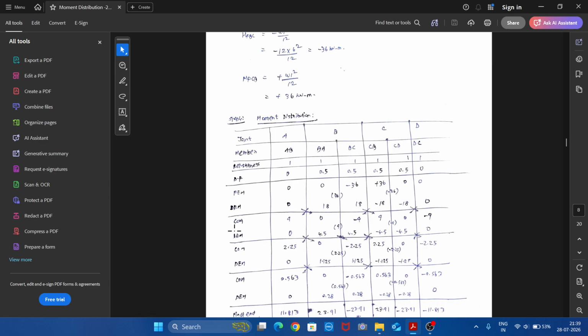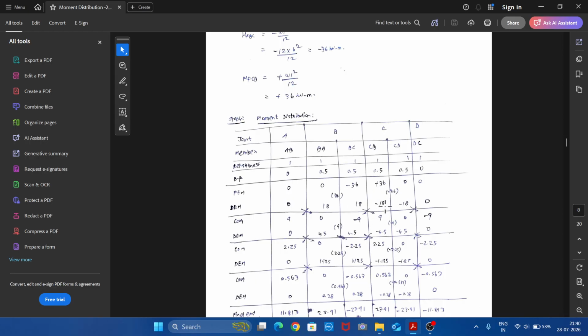In the second cycle, we should start with carryover moment, COM. Carryover moment should be done within the members, that is from AB to BA, BA to AB, BC to CB, CB to BC, and CD to DC, and DC to CD. Likewise, you should do the carryover moment. So here for AB, half the moment will be carried over to BA, so 0, 0. Here 18 is here, so half the moment 9 will be carried over here. When you come here, for BC we have 18, half the moment will be 9.